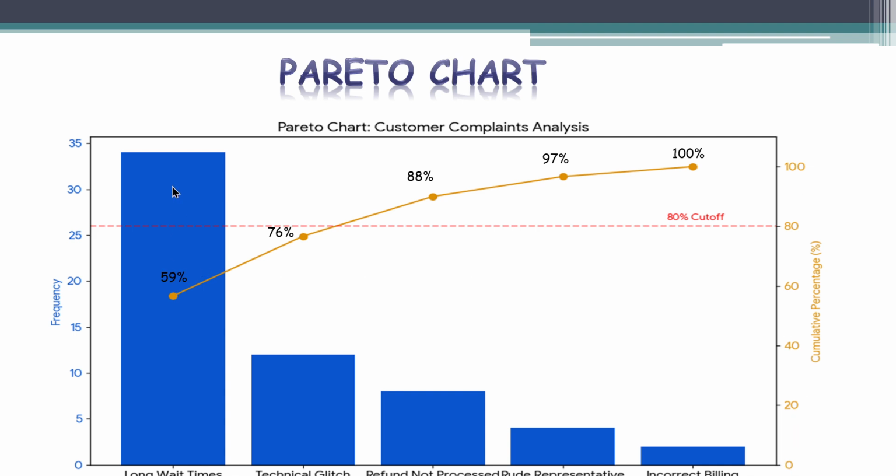And there is a bar graph here. Each bar represents a category, that is a type of customer complaint or product defect. They are always arranged from tallest to smallest. This is very important here. Next is the line graph. It is the cumulative percentage line. It shows the running total of the bars as you move from left to right. Finally, it has to end up at 100%.